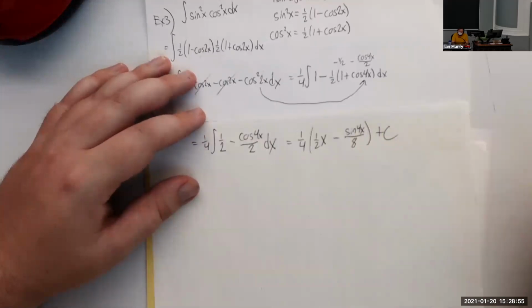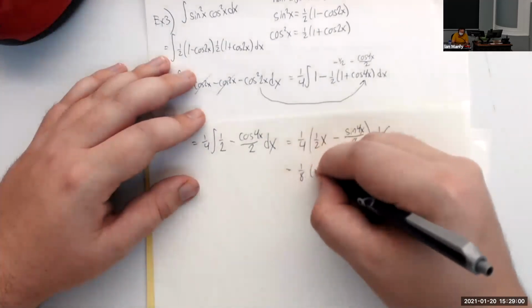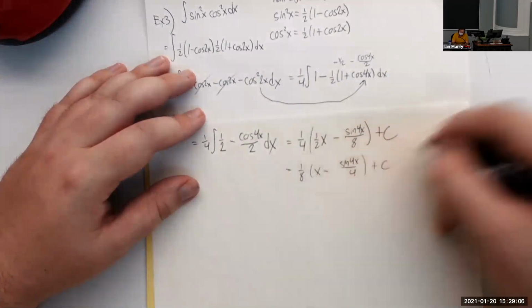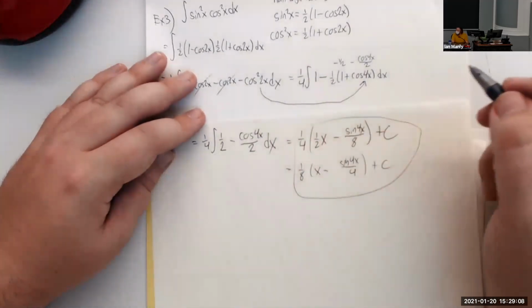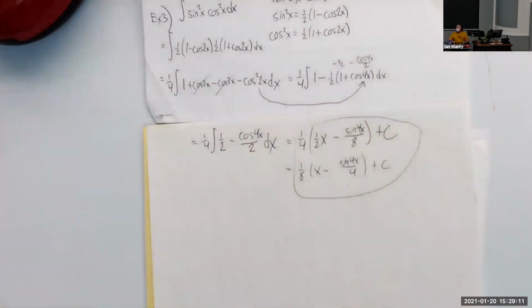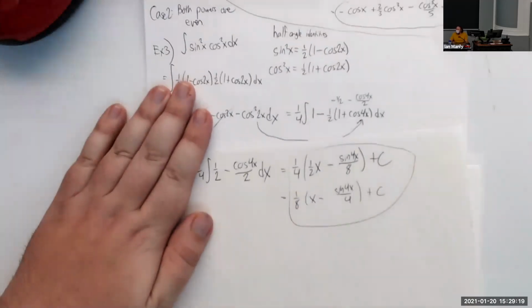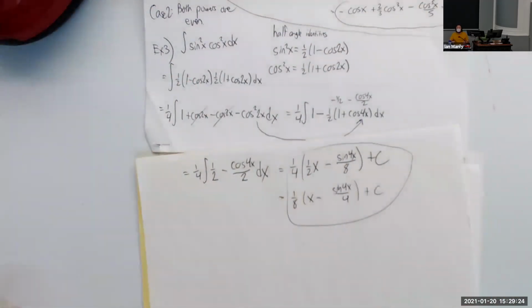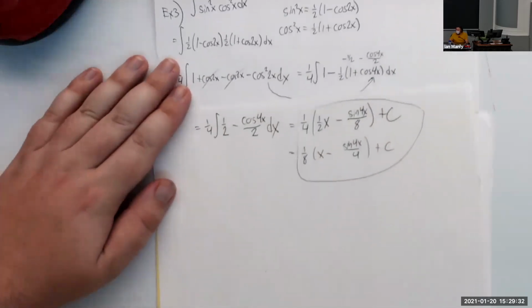And then I guess we could leave our answer like this. We could even factor out a 1/2 if we wanted. So we have 1/8 x minus sine of 4x over 4. Maybe that's more appealing to some people. But either way, we managed to integrate this guy. So the moral of the story is if we have case 2, where everything in sight has an even power, we repeatedly apply these half angle identities until we don't have anything that's squared anymore. And then we can just do a normal Calc 1 integral. All right, let me do one more example of this, and then I'll have you guys do one.